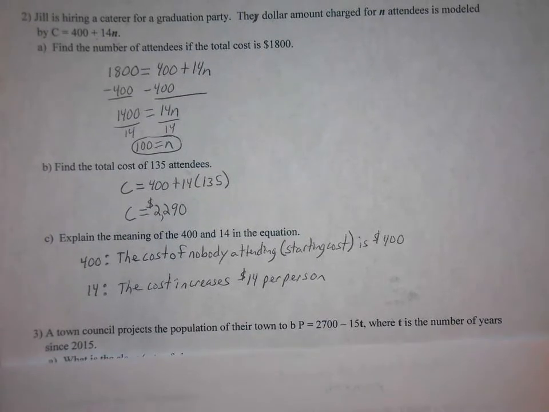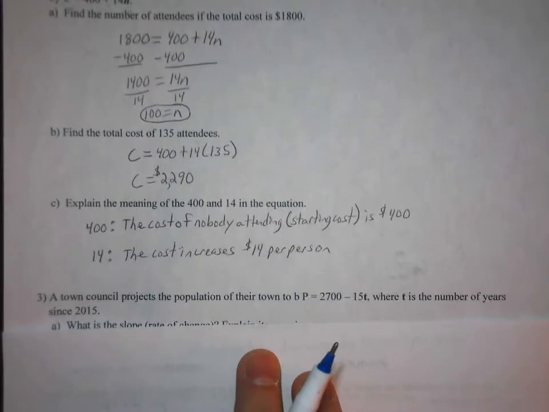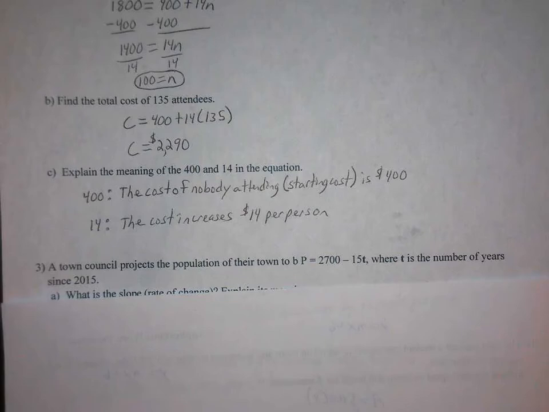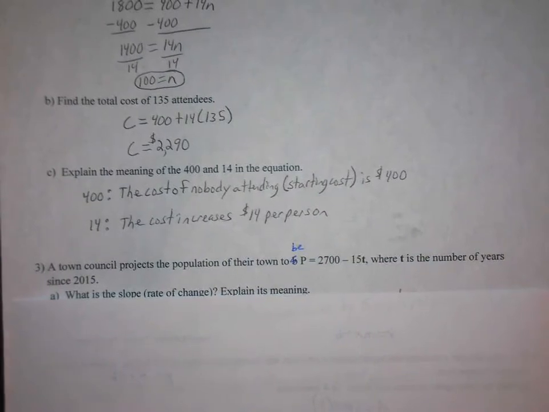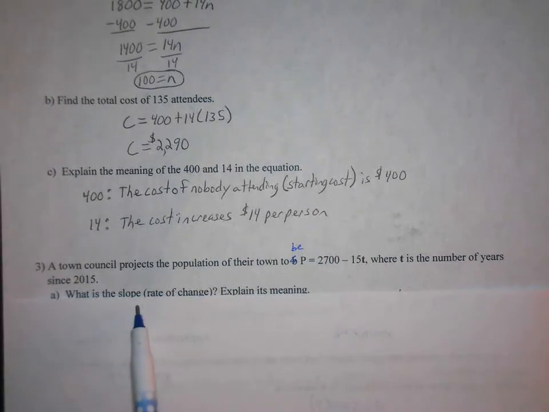Okay, moving on. Town council projects the population of their town to be, hope that should say B there, P equals 2,700 minus 15T, where T is the number of years since 2015. So T is the number of years since 2015. What is the slope or the rate of change?